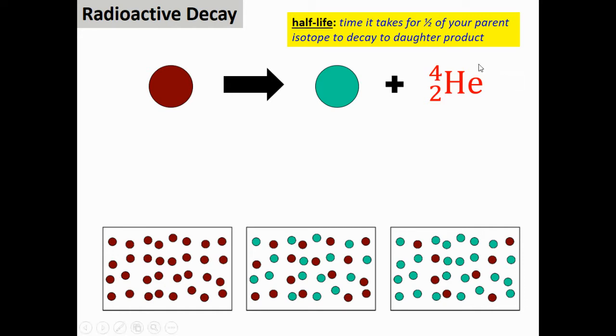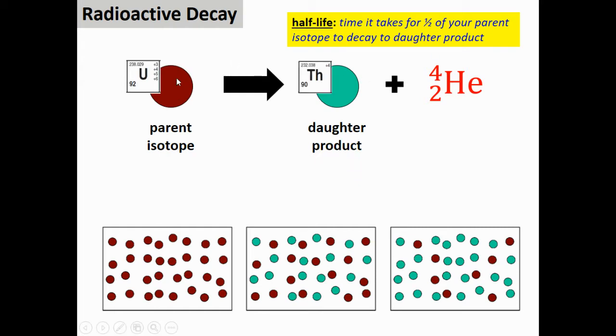Remember, half-life is the time it takes for half of your parent isotope, your radioactive isotope, such as this brown circle, to decay into your daughter product. So in this example, radioactive uranium, that's our parent isotope, decays by emitting alpha radiation, and it turns into thorium. And we go from something with an atomic number of 92, uranium, to something with an atomic number of 90, thorium, because that alpha radiation causes the substance to lose 2 of its protons.